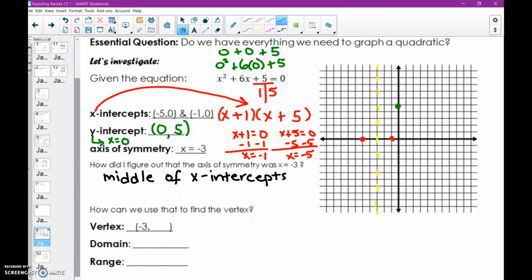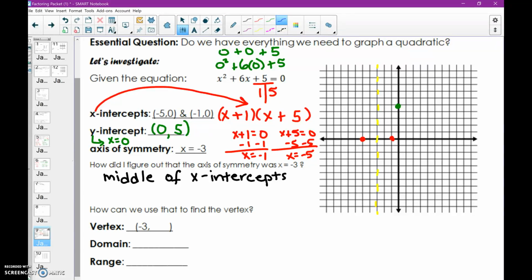Now that's pretty helpful, because the very last thing that I need in order to finish drawing this, because obviously I don't have my full U-shaped parabola here, is I need that vertex. Okay, now, how can I use that axis of symmetry to help me find the vertex? Well, the vertex has to be somewhere on here, right? Vertex is in the middle of the parabola. It has to be on the axis of symmetry.